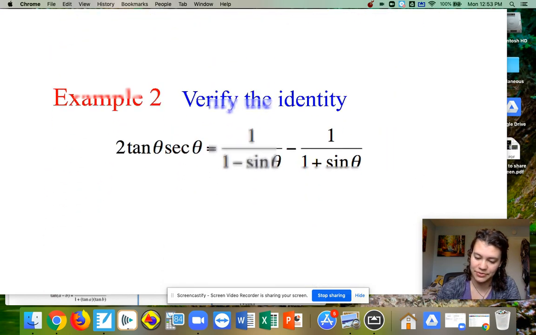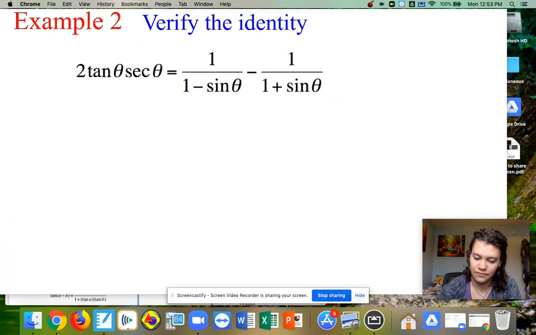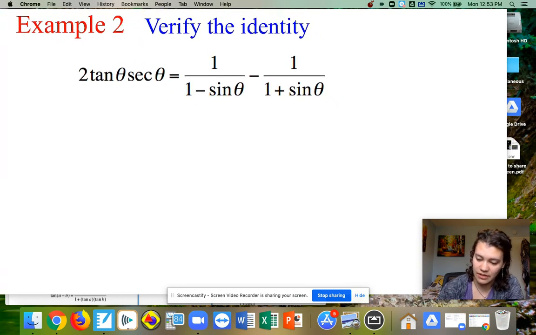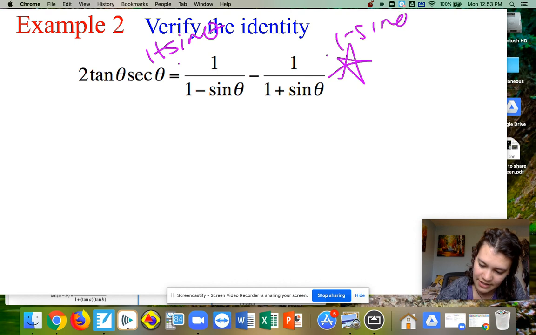So some more examples. If we're going to verify this one, you have to decide which side to do first. This one looks more complicated, so I'm going to start with this one. We're going to start by finding common denominators. So multiply this by 1 plus sine, this one times 1 minus sine. So this is just going to keep coming down the whole time.